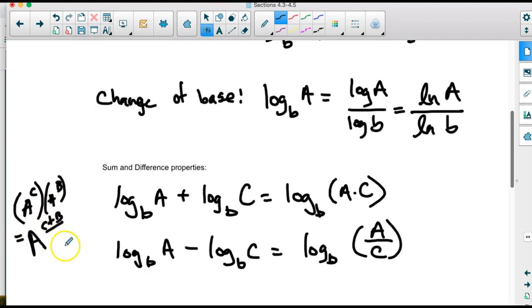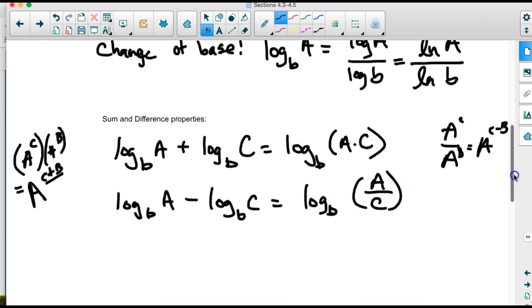And then subtraction is division. It's the same property. If we were dividing a to the c power by a to the b power, that's a to the c minus b. That's what we're doing here. We're subtracting the exponents and we're getting a division of the two in a logarithm. So these relate to those properties of powers.